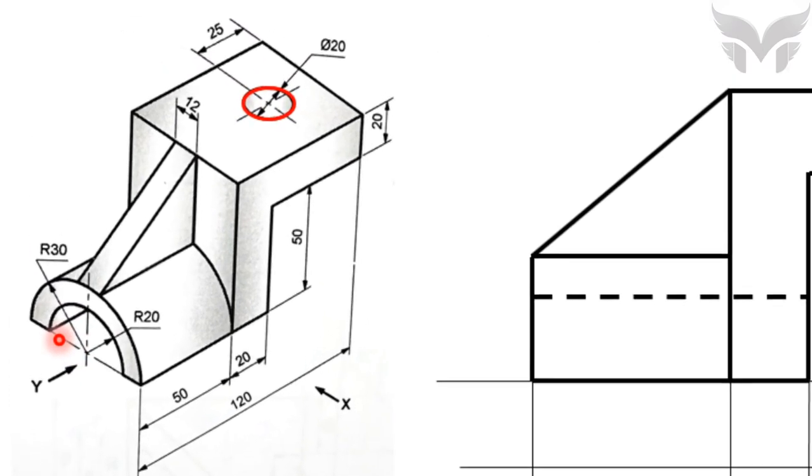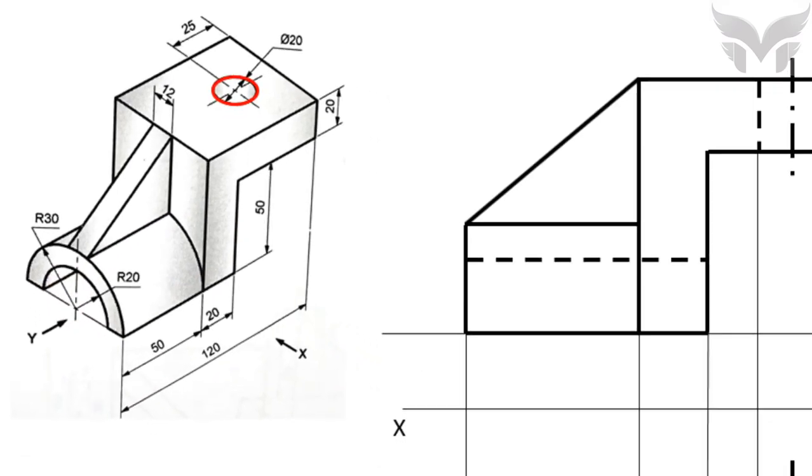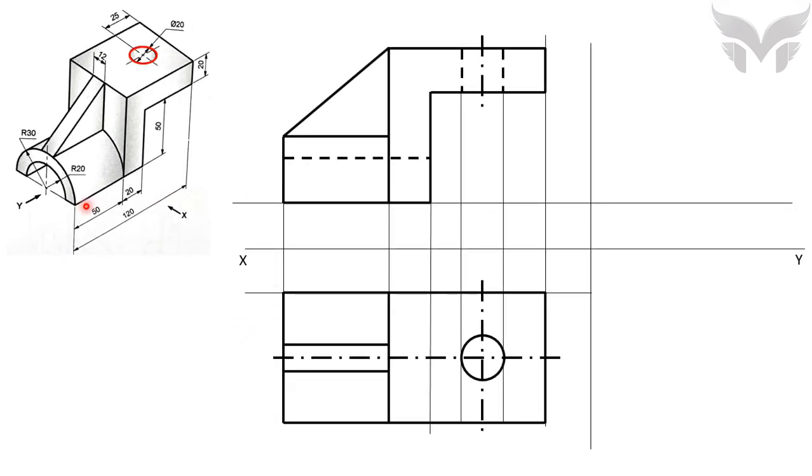Let's look at this given 3D object. The edges passing through these two corners of the slot are invisible from top. So these two edges we will show with hidden line in top view. And the depth of the slot is 70 mm. So of course the length of the hidden line will also be 70 mm.